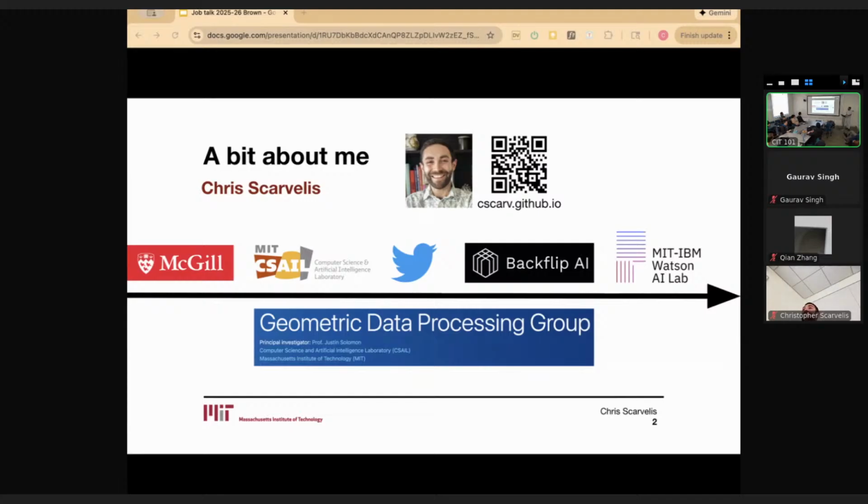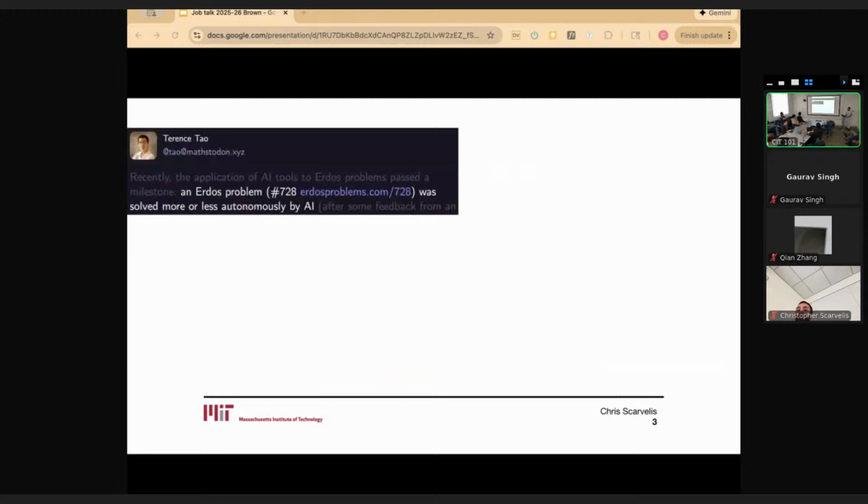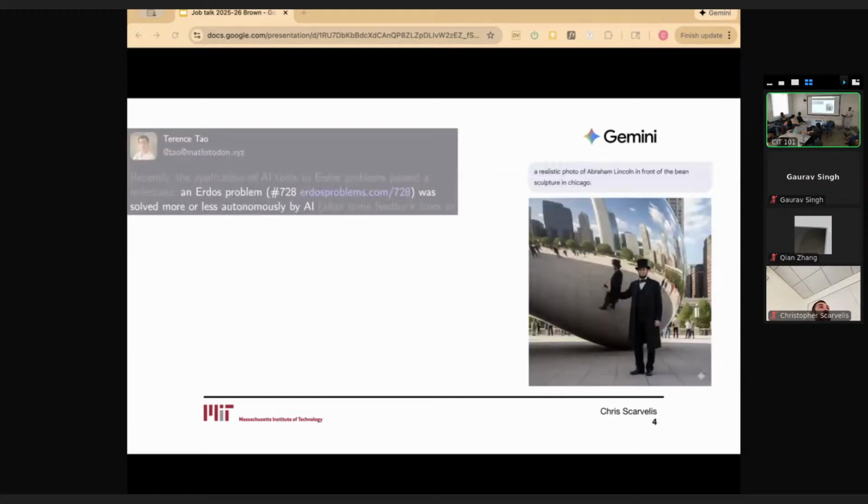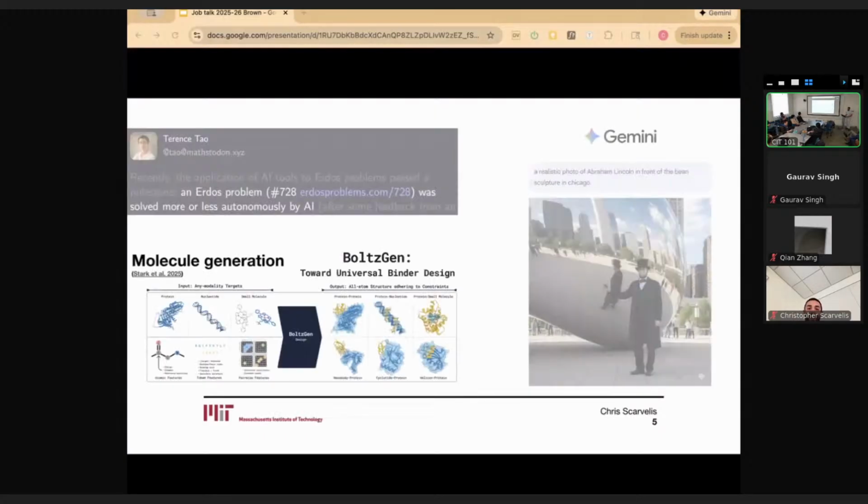But before that, let's talk a bit about data dependence in diffusion models. All right. So generative AI has recently achieved some truly surprising breakthroughs. For example, ChatGPT has recently solved an Erdős problem nearly on its own. Systems like Gemini generate photorealistic images of scenes that could have never existed. And systems like Boltz generate new molecules that are tailor-made to bind to biological targets.